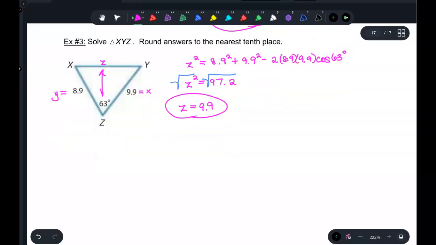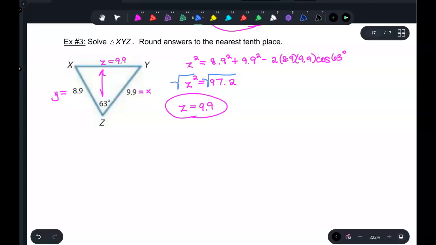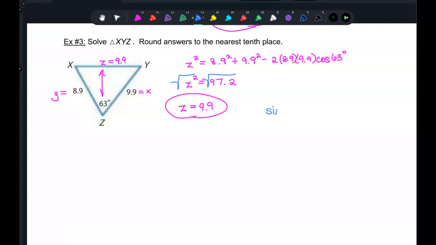Okay, now that I know an angle and a side opposite, now I'm going to refer back to law of sines. So I'm going to do sine of 63 degrees over 9.9. And it doesn't matter which one I go to next. I'll go with X. Okay, so we'll do sine of angle X over 9.9. Now, what do we notice here?